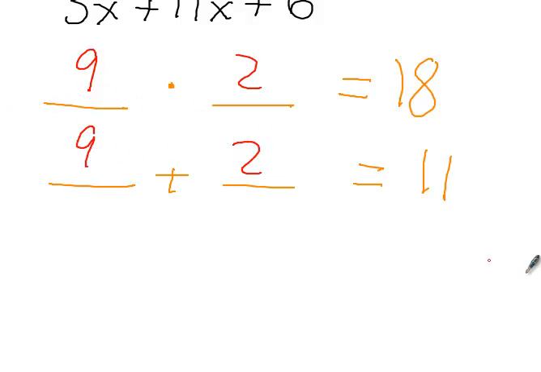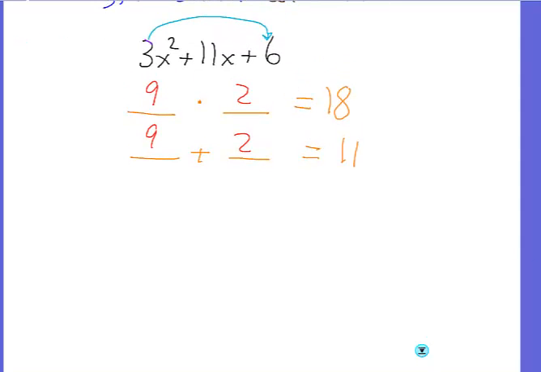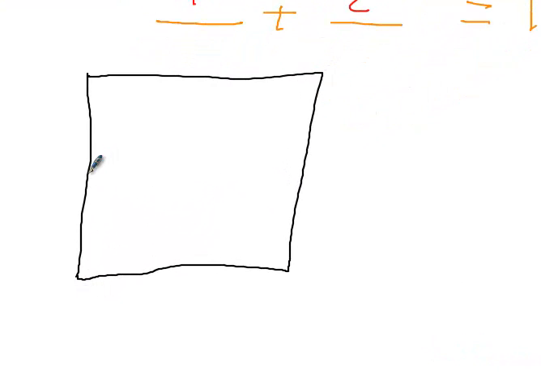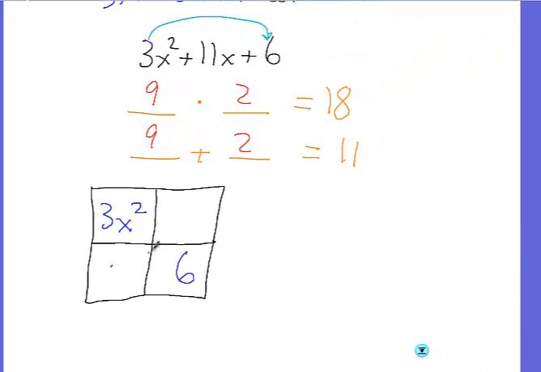Now, this is why it's called the box method, because what I'm going to do is build a box. Actually, I want to make it a little lower. So I'm going to build a box, and then inside that box, I'm going to put 4 other boxes. In the top left, you're going to put your first term, so 3x squared. In the bottom right, you're going to put your last term, so 6.